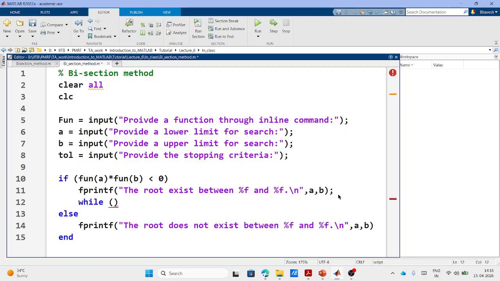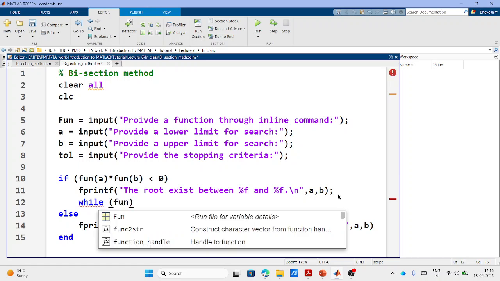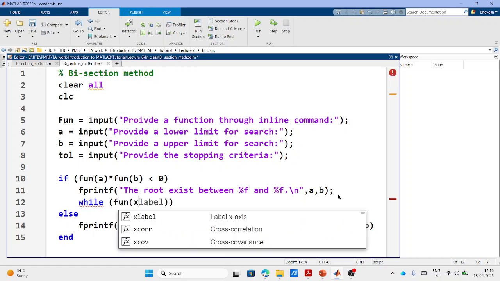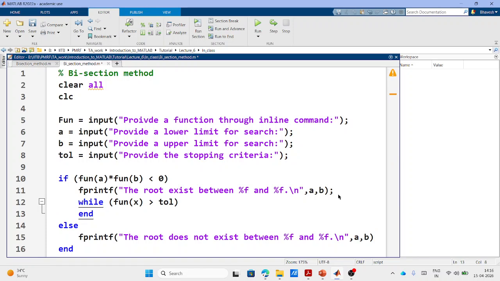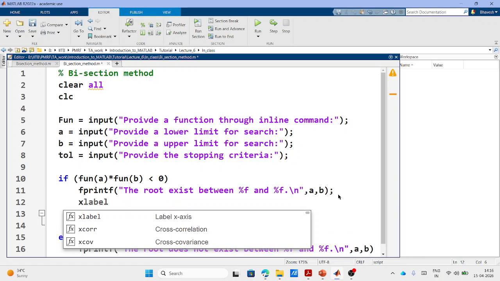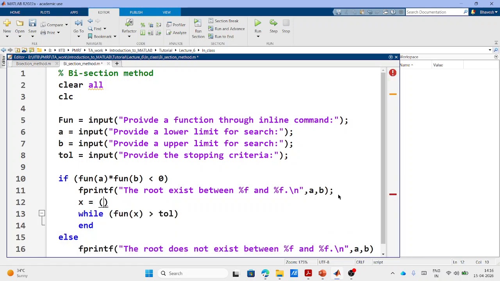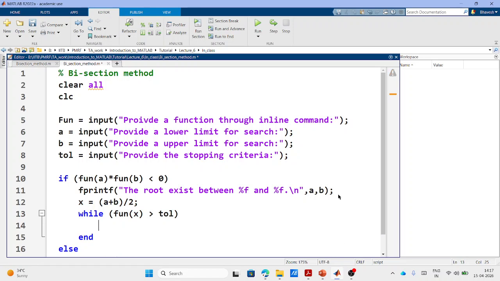So I will say while function x is greater than my tolerance, I will run the loop. Okay, now here I have to define variable x first. So x is your a plus b by 2, correct? From interval halving. If that f of x is greater than tolerance, that means I haven't reached my root.